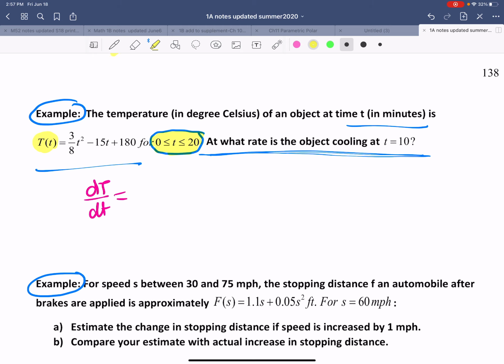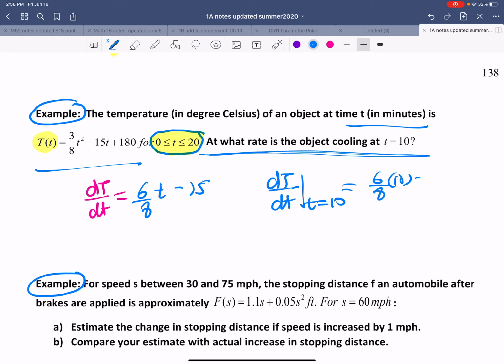dT/dt is going to be 2 times 3, which is 6, over 8t minus 15. And we want to find out when t is 10, so dT/dt when t is 10 would be 6 over 8 times 10 minus 15. Let's go ahead and simplify. 30 over 2 minus 15. Let's see, what does that turn out to be? That doesn't look right to me.